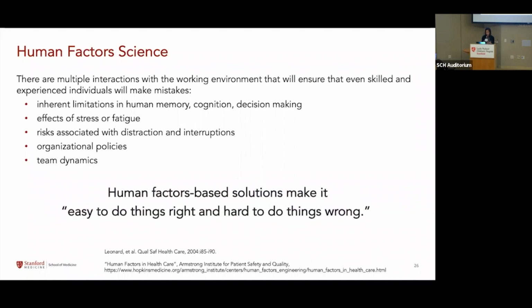And so I like this quote here, that human factors solutions make it easy to do things right and hard to do things wrong. I want you to keep that in mind, because I'll come back to that in a few slides.